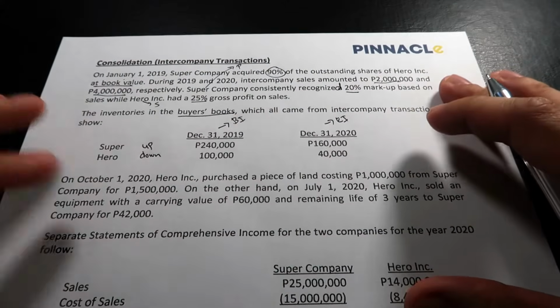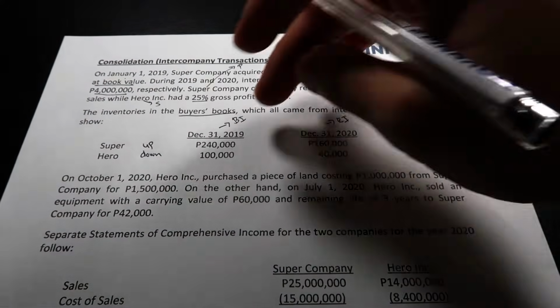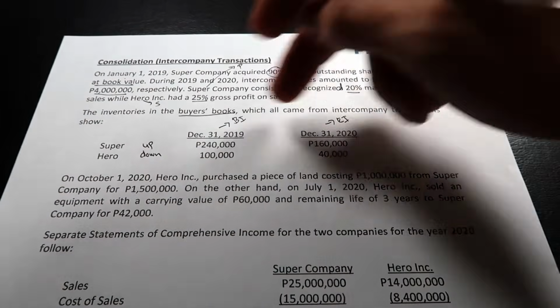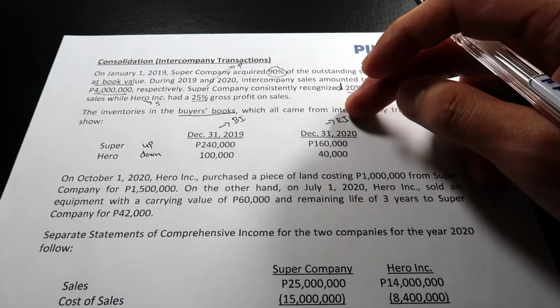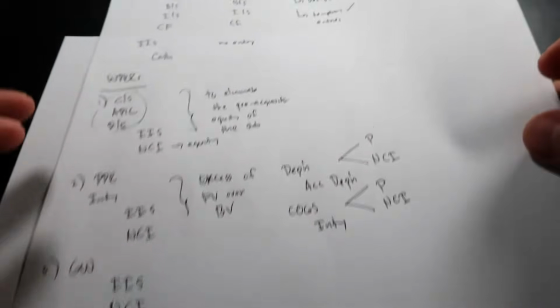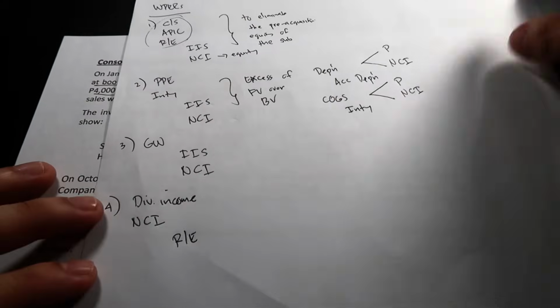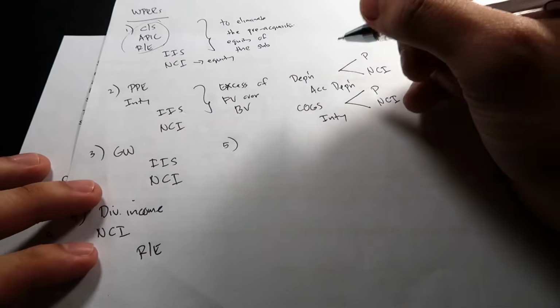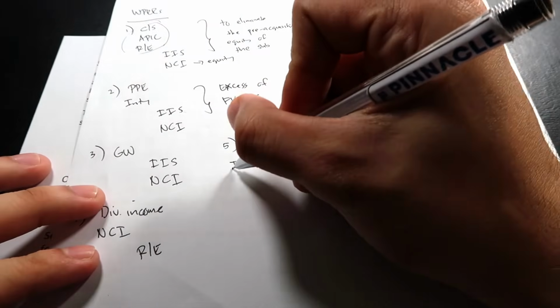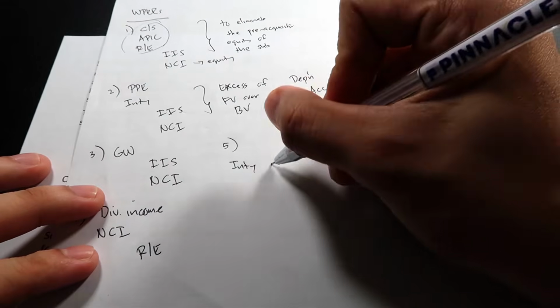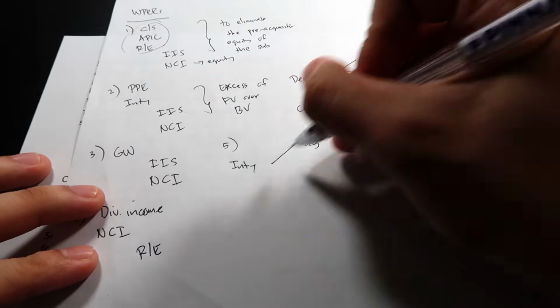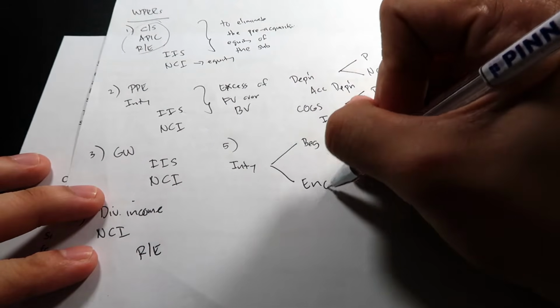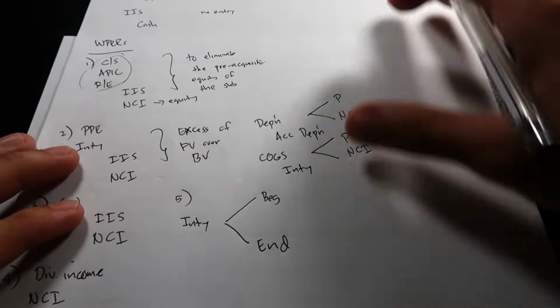Alright? Now, let's do the entries for eliminating entries for the beginning inventory and ending inventory. Okay, so tuloy natin siya dito. Natin siya lalagay. Dito na lang. Entry number 5. Okay, intercompany sales. Separate natin na, lagay natin inventory. Okay, beginning and then ending. Okay, beginning inventory.